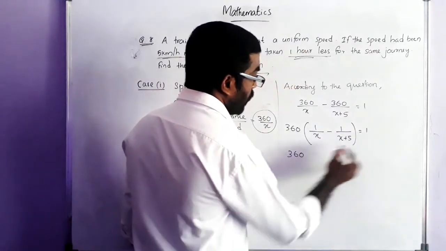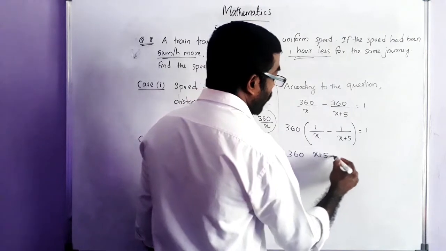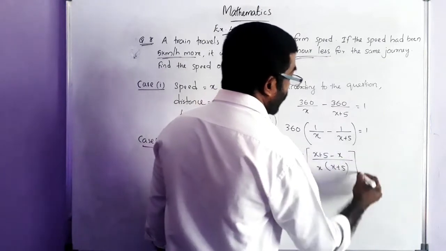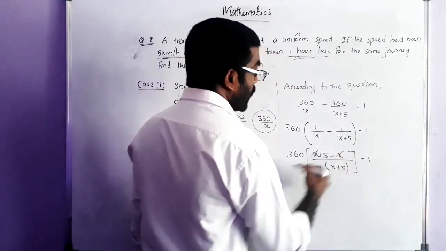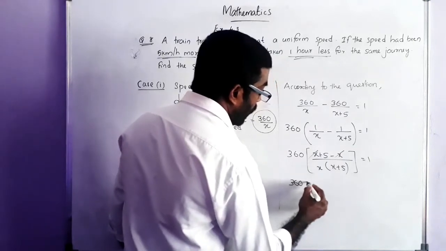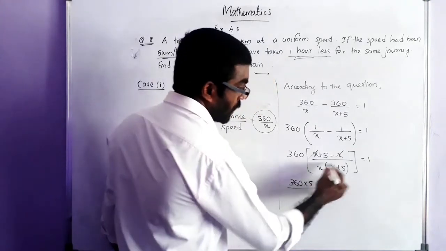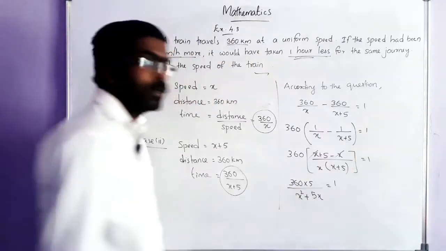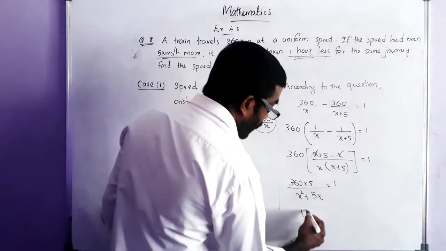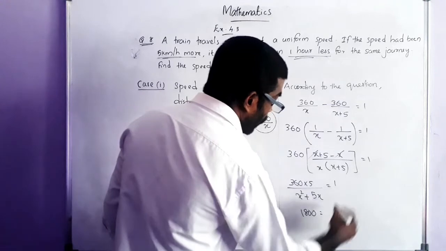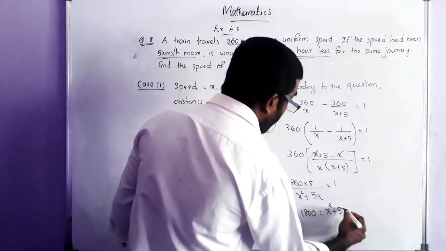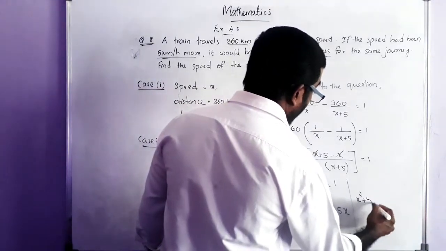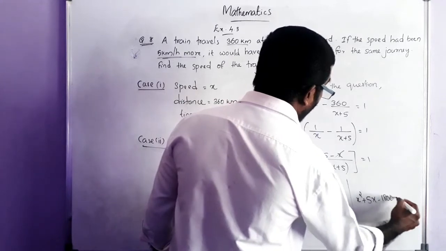Or 360 into, we can cross multiply, x plus 5 minus x divided by x into x plus 5, which is equal to 1. Here x and minus x we can cancel. 360 into 5 divided by, here x into x, x square, x into 5, 5x, which is equal to 1. Now we can multiply 360 and 5, that is 1800, which is equal to 1 into x square plus 5x, that is x square plus 5x. Or we can write x square plus 5x minus 1800 is equal to 0.